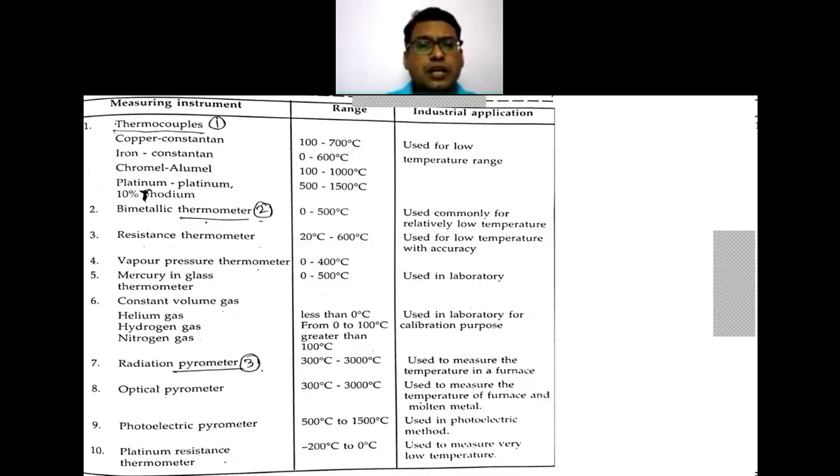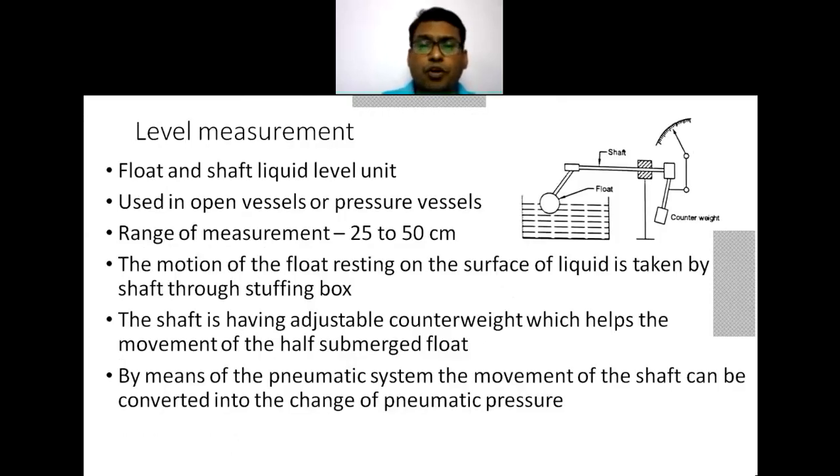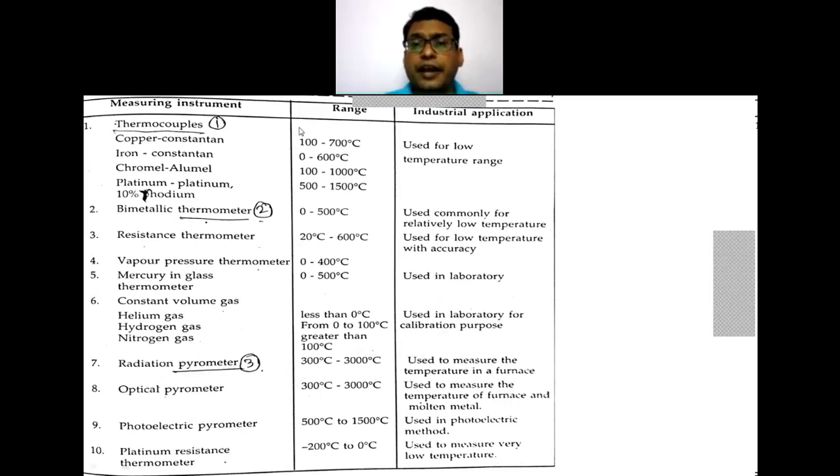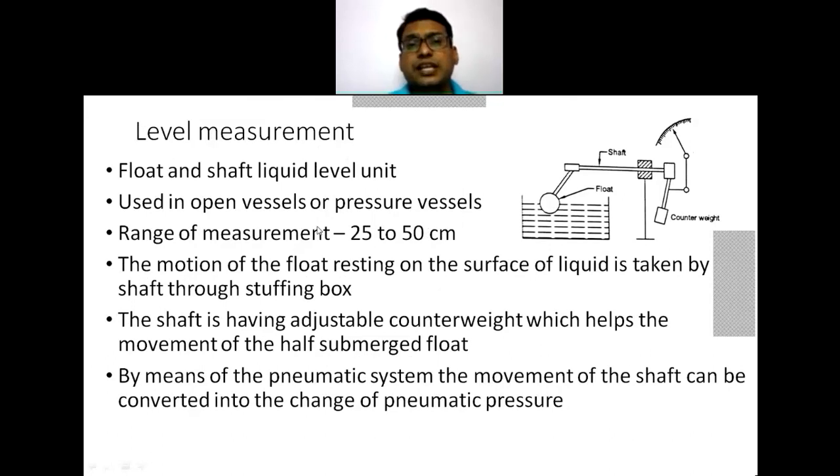So all these thermocouples, thermometers and pyrometers are going to give you different ranges of operation. Whatever your suitable range of operation of temperature measurement is, you are going to select that type of thermometer. Again, there is a distinction between the J, H and K types, which can also be used for measurement of different ranges of temperature. The range of temperature is varying. Next is level measurement.